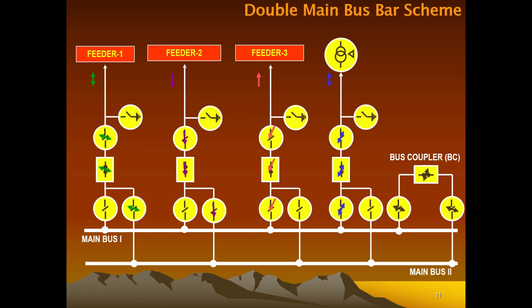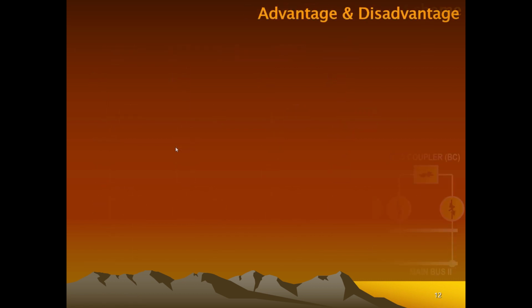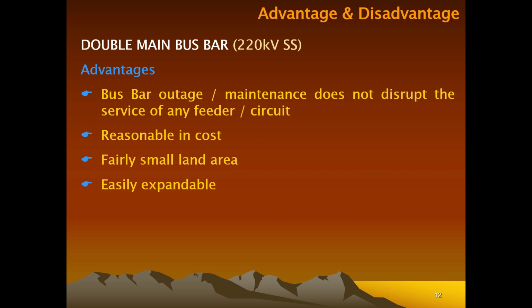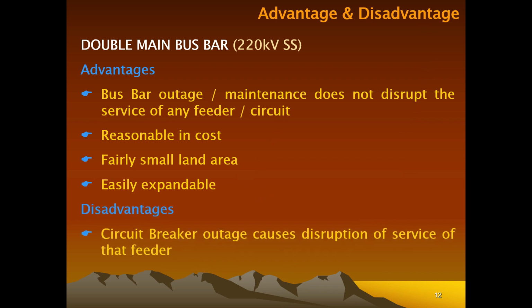So the double main bus bar scheme is a very simple scheme. Generally, whenever there is no fault in the system, some of the feeders will be charged through bus 1, some of the feeders will be charged through bus 2, and your bus coupler will remain in service. The basic advantage: bus bar outages or maintenance do not disrupt the service of any feeder. So if there is any problem on the bus bar, or if you want to do any maintenance activity on the bus bar, it doesn't affect the service of any feeder. Reasonable in cost, fairly small land area, and easily expandable.